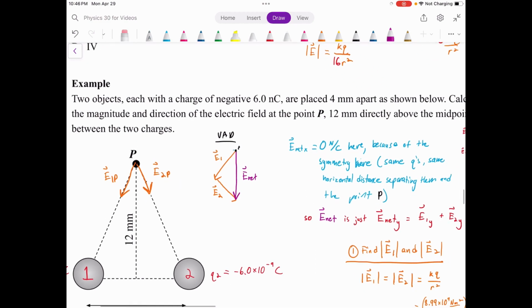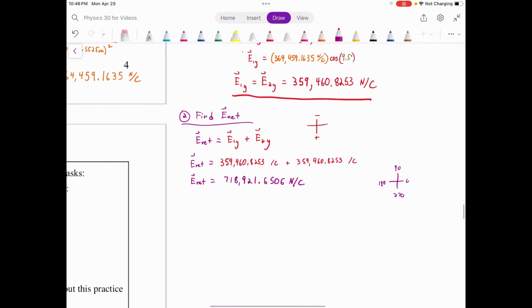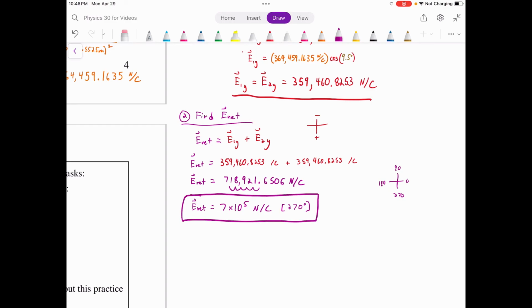Ooh, we actually only get 1 sig dig because of the 4 millimeters there. Okay, well, that's all right. So our net electric field then would be 7 times 10 to the power of 5 newtons per coulomb. And the direction would be 270 degrees, or you could say towards the bottom of the page. That would work as well. And there we go. Okay, so again, folks, it is the same.